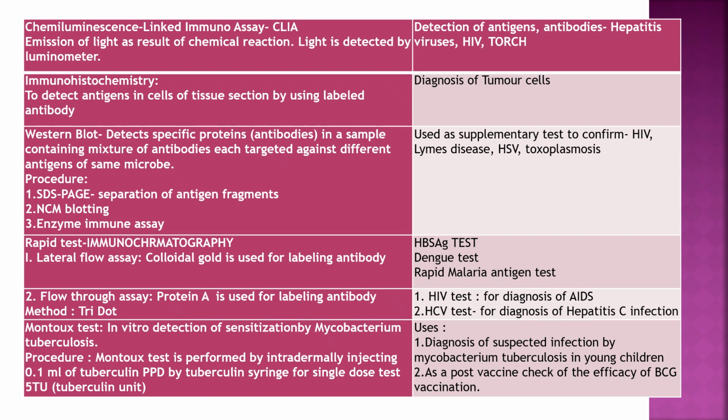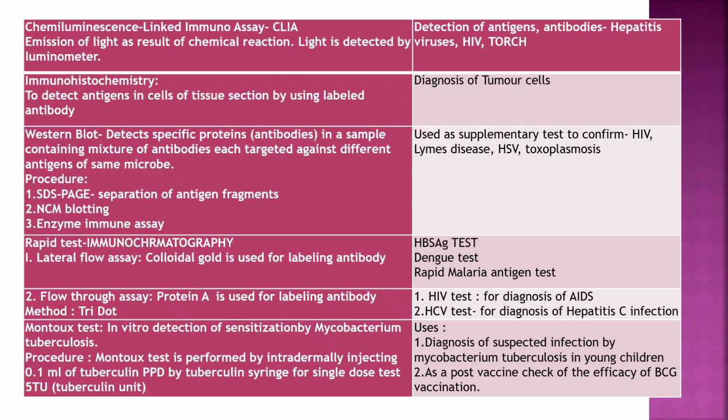Rapid test: immunochromatography, lateral flow assay, where colloidal gold is used for labeling antibody. Application: hepatitis surface antigen, dengue test, rapid malaria antigen test. Flow through assay, where protein A is used as the labeling antibody. Example: Tridot, HIV, and HCV.